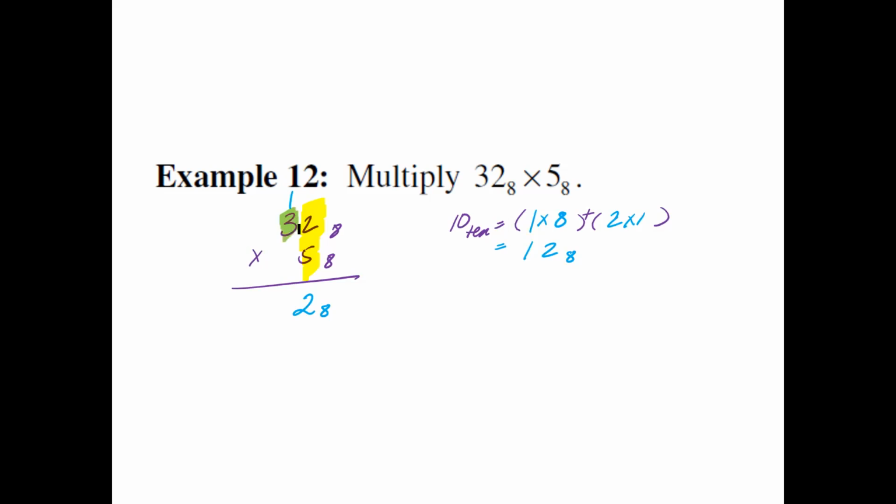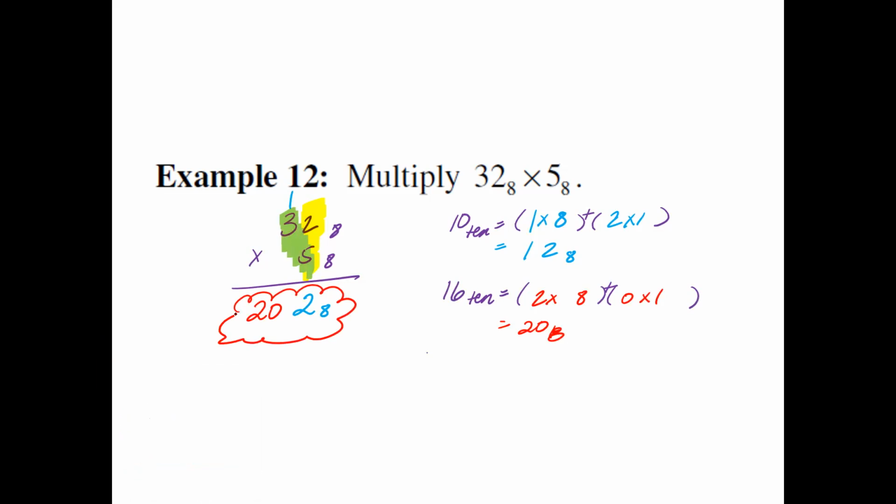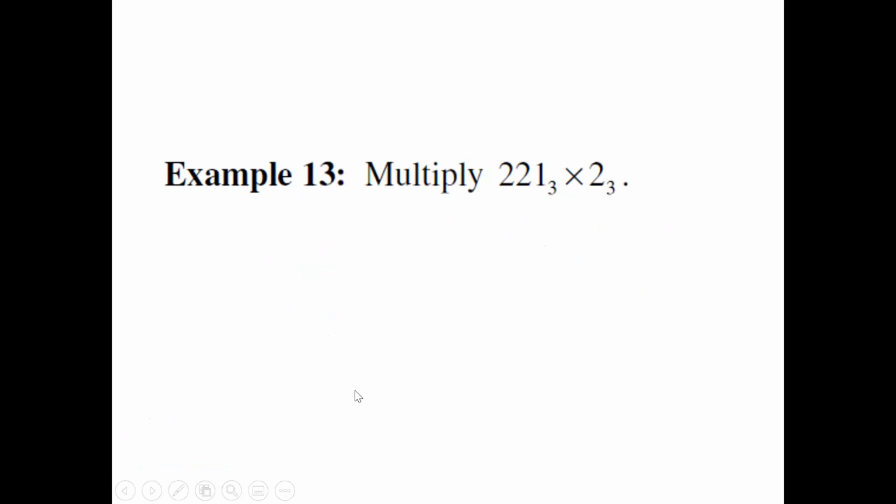Then you look at these numbers right here. 3 times 5 is a 15, plus the 1 right there is a 16 base 10. Then you ask yourself, using a base of 8, 8 goes into 16 how many times? 2. And guess what? There's nothing left over. So my answer here is 2, 0 base 8. And this is your answer. All right, go ahead and try example 13 on your own. Pause the video.